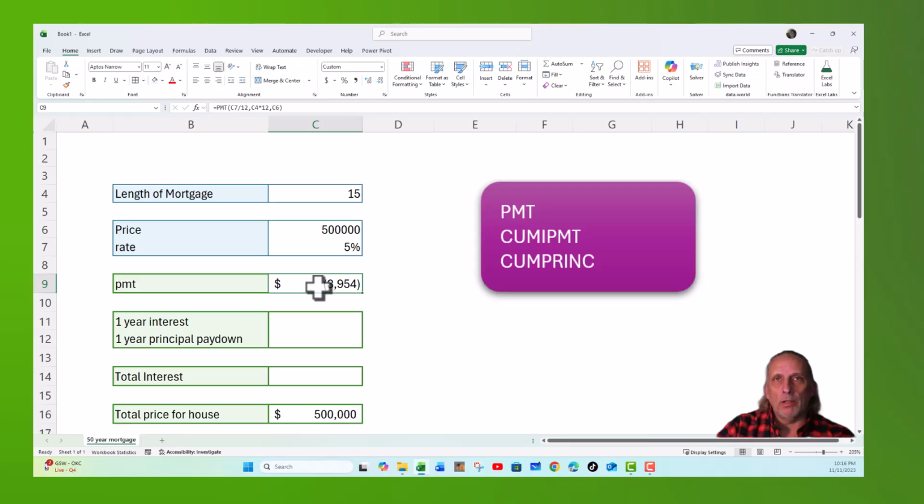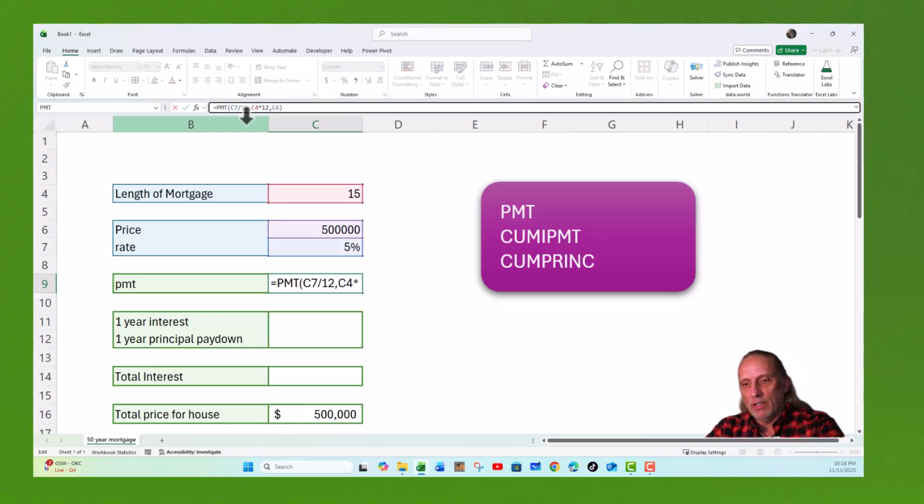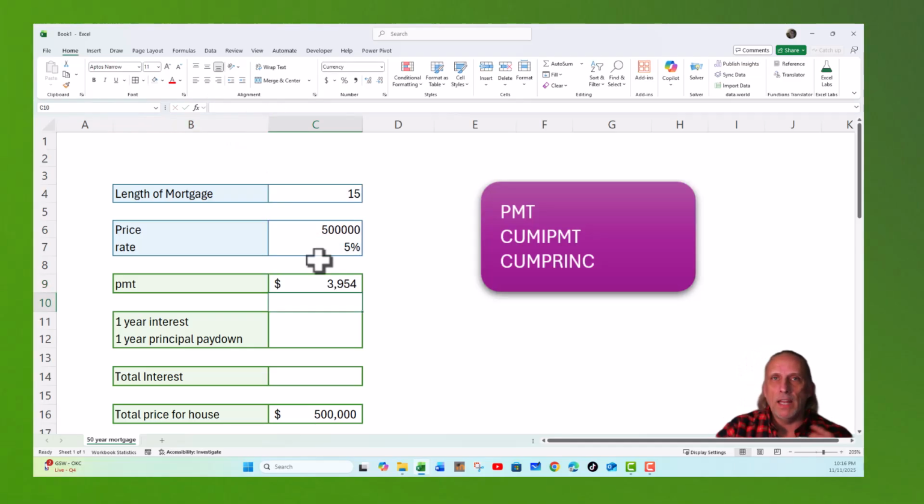You'll see with a couple of these, they return the value as a negative. And that's because we're borrowing money, so paying back is kind of a negative. But if we just want to look at it in positives, all you have to do is put a negative in front of that function. And then it's easier for us to kind of consume.